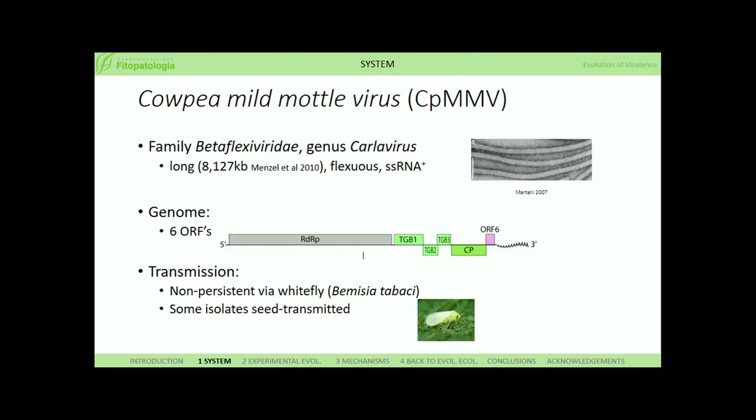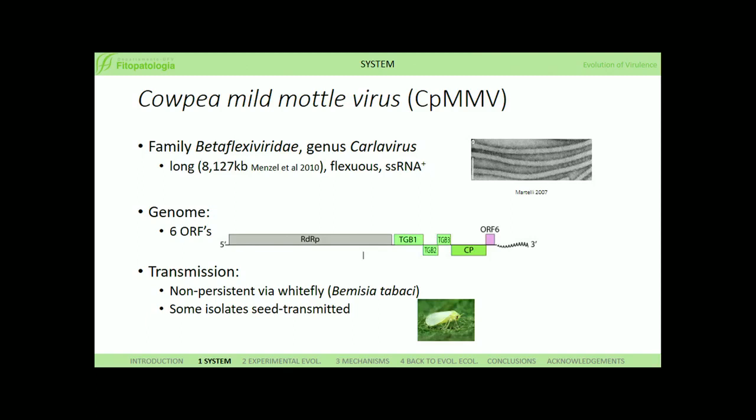That's the virus. It's a small virus. A lot of plant viruses are small because they have to get through the plasmodesmata. So this is 20 times smaller than the myxoma virus. It's a Carlavirus, positive-sense RNA. And this is its genome.